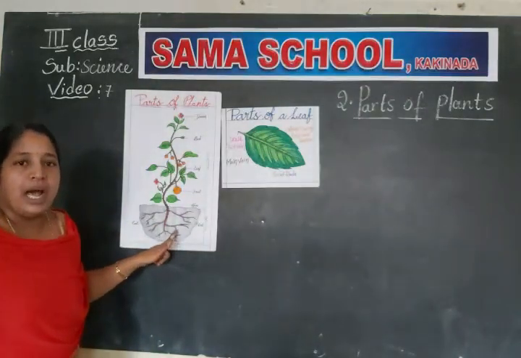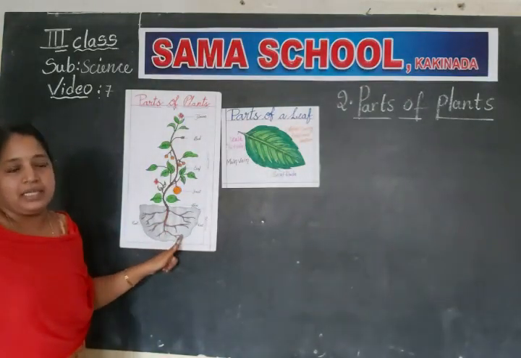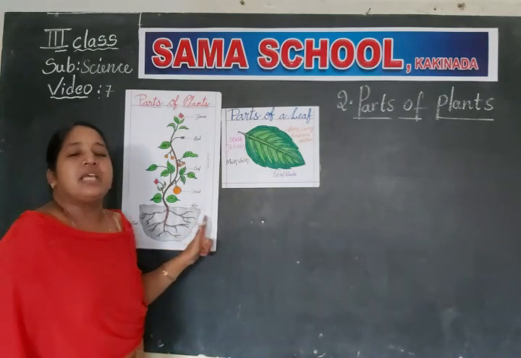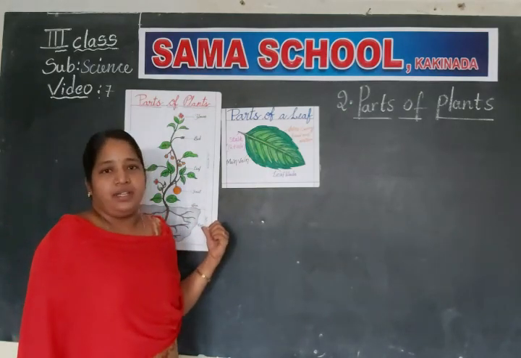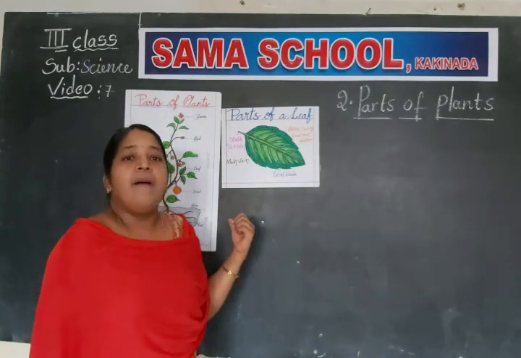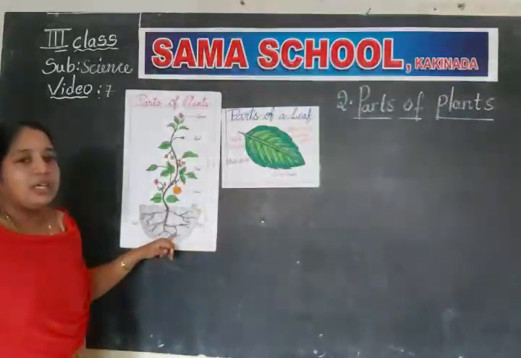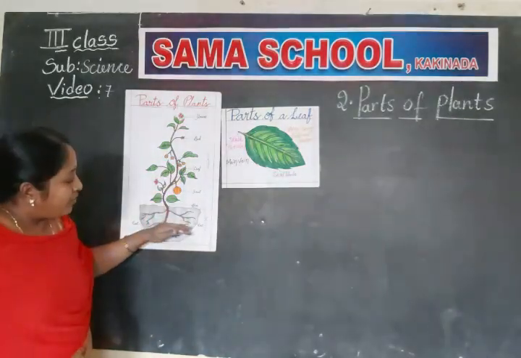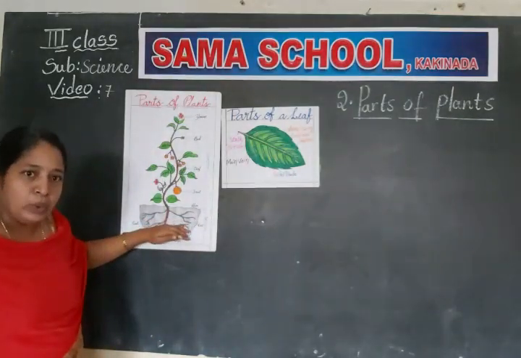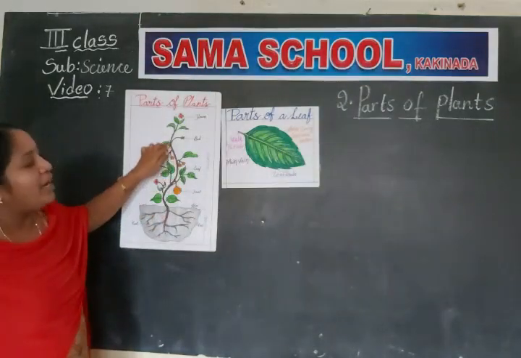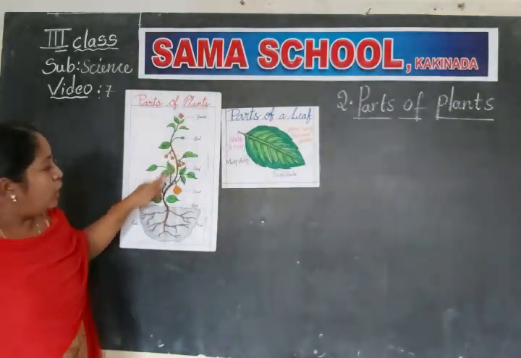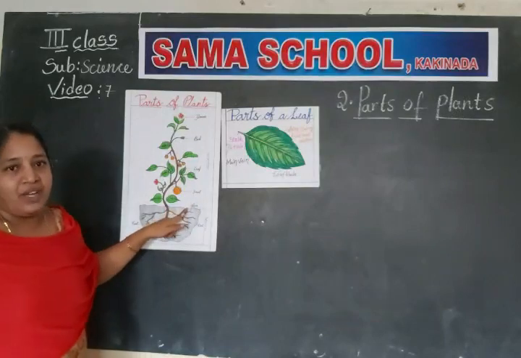Already the roots absorb water and minerals. Minerals means these are the substances required for the growth of plant. So the roots absorb water and minerals, and the water and minerals from the roots are carried to different parts of the plant body through stem. That is the main function.